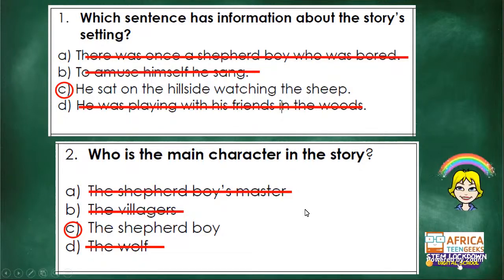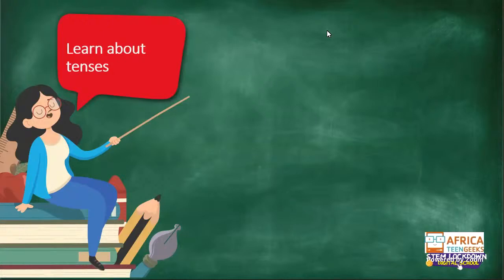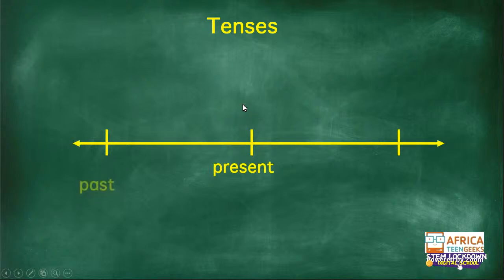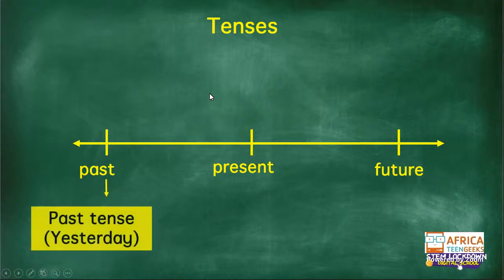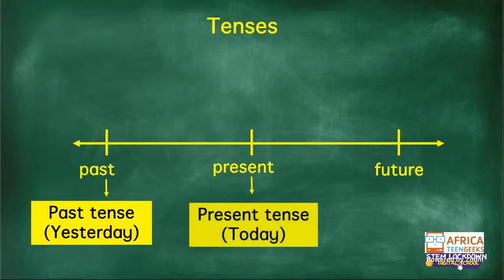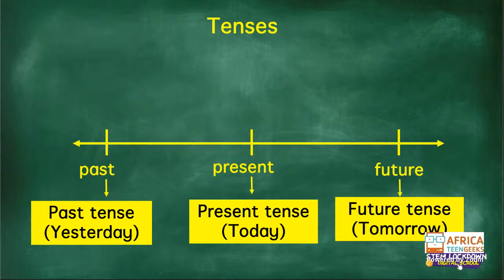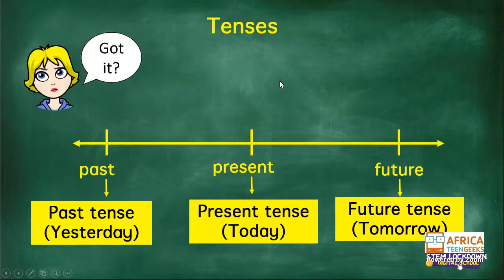Okay. Right, everybody. So that is how the homework was. Now we're going to go on to our lesson about tenses. You know about tenses, right? So let's just go over tenses. Look at this line. That tells us that there's a present tense, a past tense, and a future tense. The past tense is always yesterday, the present tense could be today, and the future tense could be tomorrow. Right, and they're all said in different ways. So that's what our tenses is about today. Okay, you got it? Good.